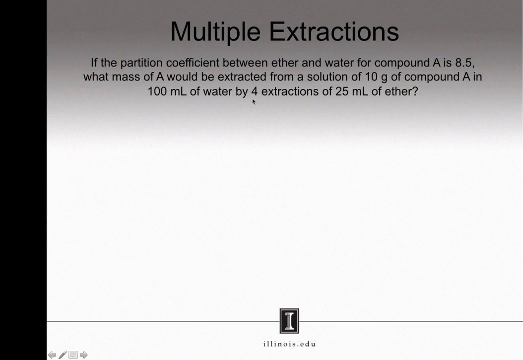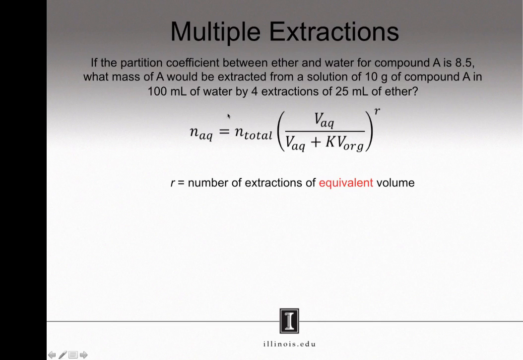In this case, I will use this equation, where the amount in the aqueous layer is equal to the total amount of compound multiplied by a combination of the volumes of solvents and the partition coefficient raised to this letter R, where R is the number of extractions of equivalent volume, and this is important. This equation is only valid if the portions of solvent you use are all the same volume.